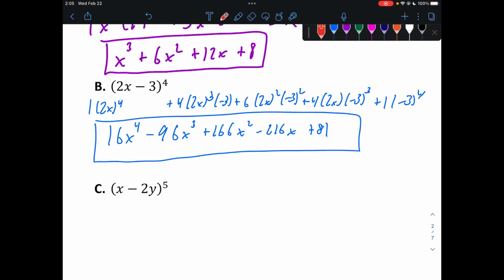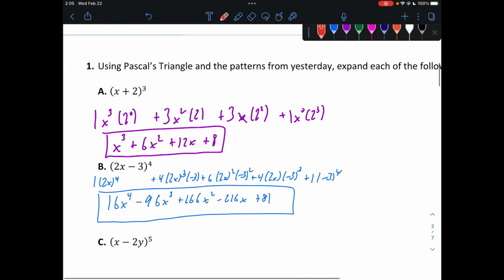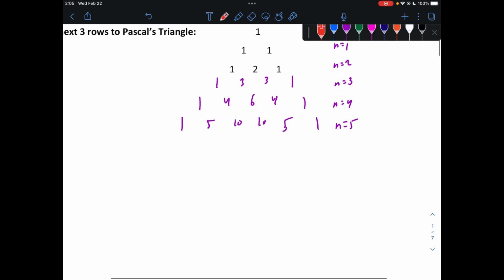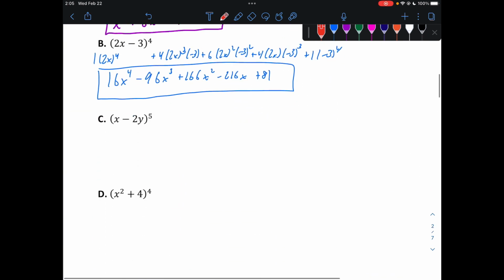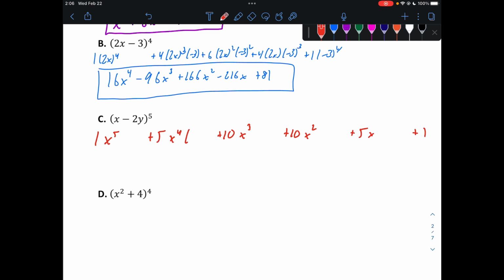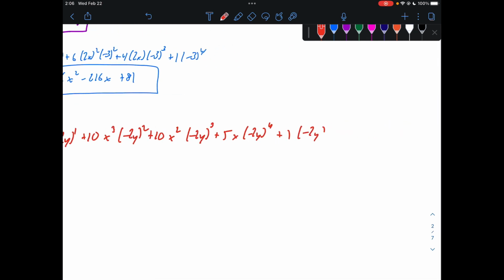Okay, letter C, so this is the fifth power, so our coefficients are 1, 5, 10, 10, 5, 1. So 1 plus 5 plus 10 plus 10 plus 5 plus 1. x to the fifth, x to the fourth, x to the third, x squared, x to the first, and x to the 0. Negative 2y to the 0, so that's nothing. Negative 2y to the first, negative 2y to the second, negative 2y to the third, negative 2y to the fourth, negative 2y to the fifth.